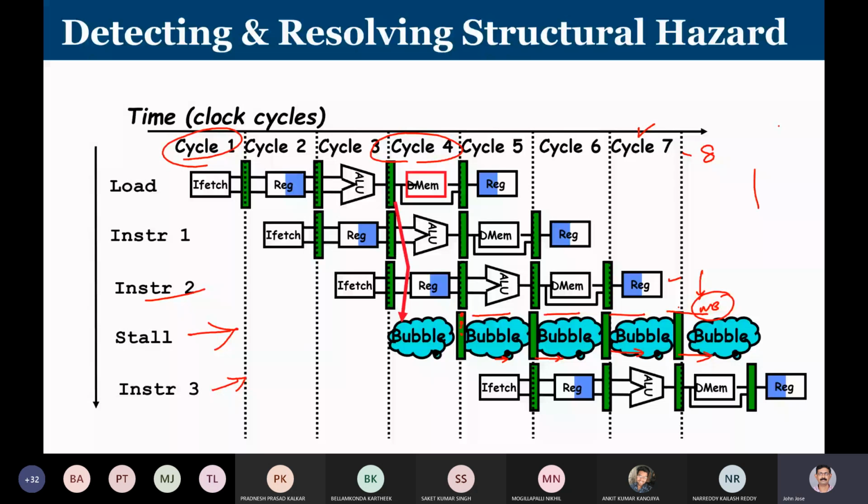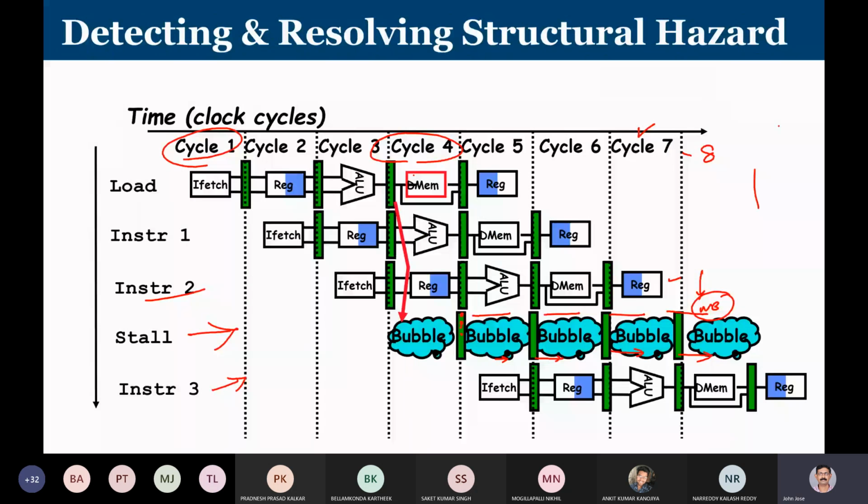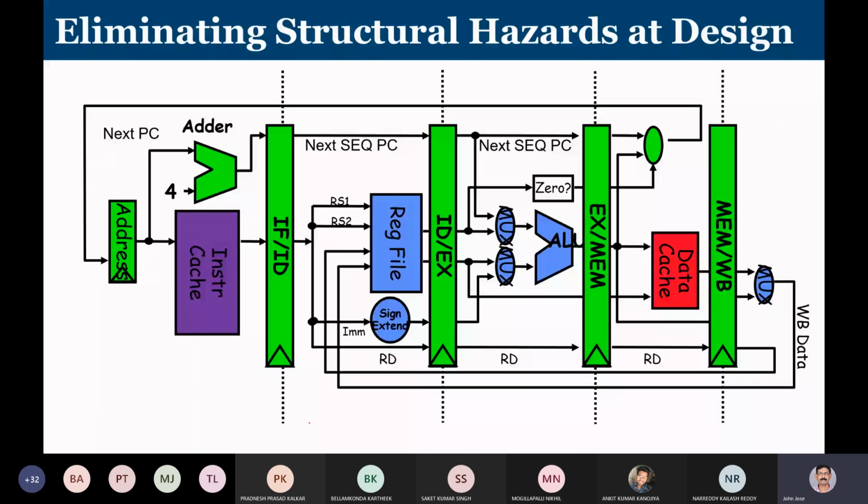Now the second approach is at the design level. I told you that the problem happened in the previous case because I am having a memory access at clock cycle number 4 for the load instruction and a new instruction that is to be fetched. This can be avoided if the IF stage and the MEM stage access two separate memories. That means two separate read-write ports. That can be facilitated, and this is what is known as a split cache.